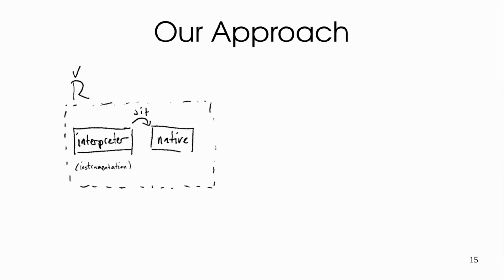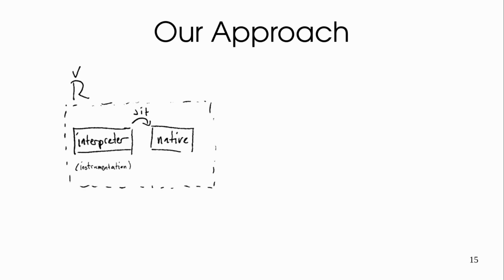So let's look at the approach in detail. We took the RSH JIT compiler, which is a JIT compiler for the R statistics language, and as I already described it before, this JIT compiler consists of an interpreter that records types and of an optimizer which compiles to native code.